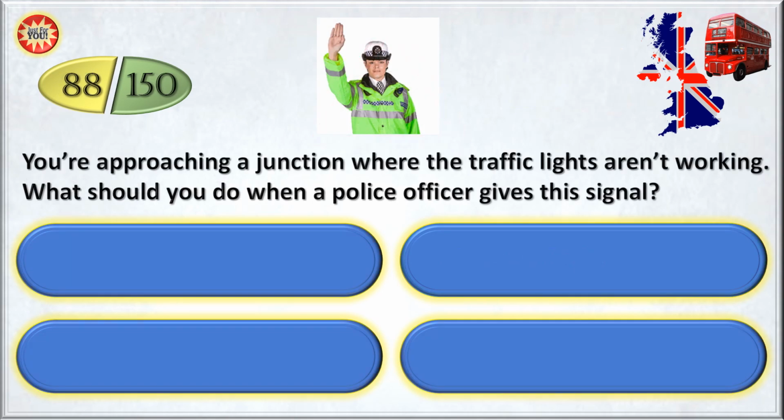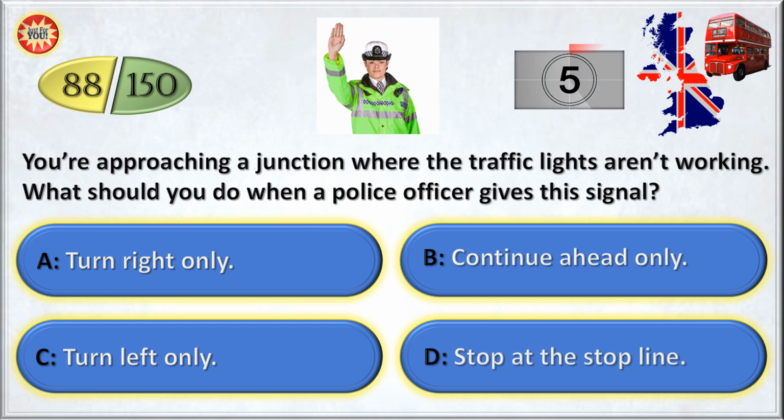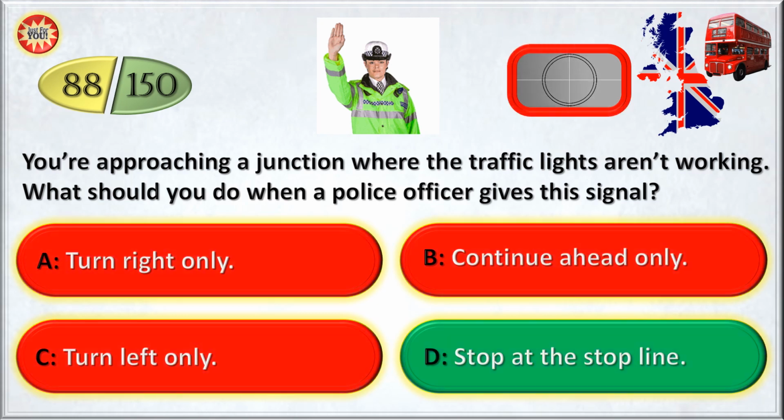You're approaching a junction where the traffic lights aren't working. What should you do when a police officer gives this signal? Turn right only. Continue ahead only. Turn left only. Stop at the stop line.